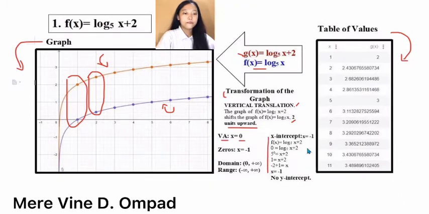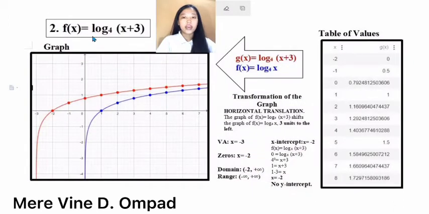Our x-intercept, this is the process on how to get our x-intercept, is equivalent to -1. Our zero is automatically equal to -1, and there is no y-intercept. Our domain is from 0 to positive infinity, and our range is -infinity to positive infinity.